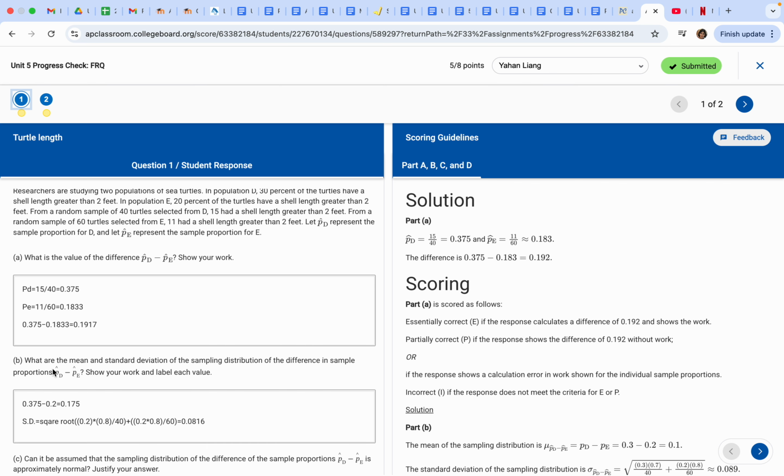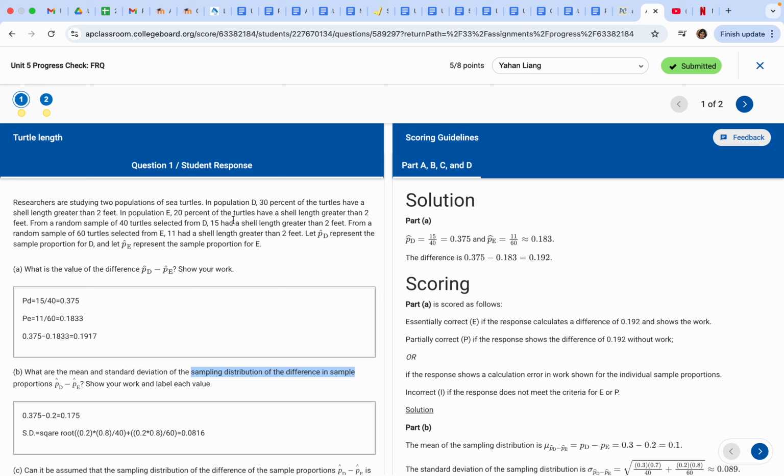But we have to be very careful in reading the directions for part B, because part B says what are the mean and standard deviation of the sampling distribution of the difference in the samples. Not just their one sample, but the sampling distribution. And we know about sampling distributions that the population is going to be the values that you need to use, because the mean of the sampling distribution is an unbiased estimator of the actual population.